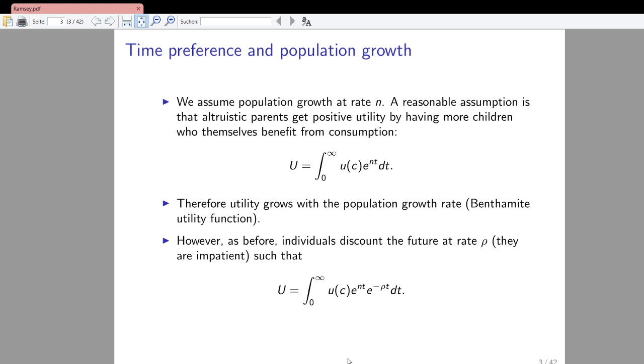And now one crucial condition has to be fulfilled, and that is that the discount factor, which weighs down future utility, is in absolute terms higher than the population growth rate n. Otherwise, the integral here would not be bounded. It would basically go to infinity, and only if the time preference rate is higher than the rate of population growth does this integral converge. So we have a finite value of this integral, and that's necessary for a solution.